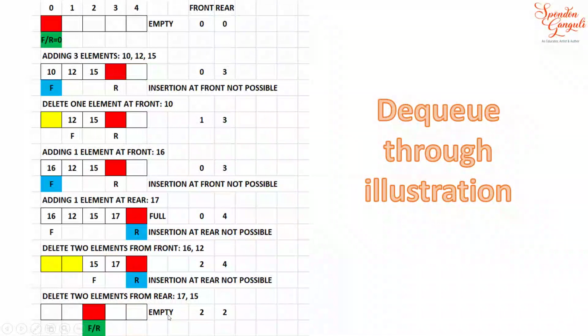Now here also, we don't need to reset front and rear back to 0. Where it ended, from there again we can add elements.